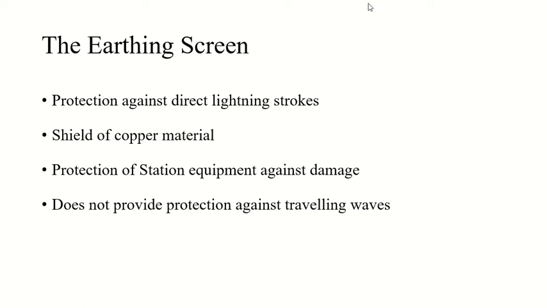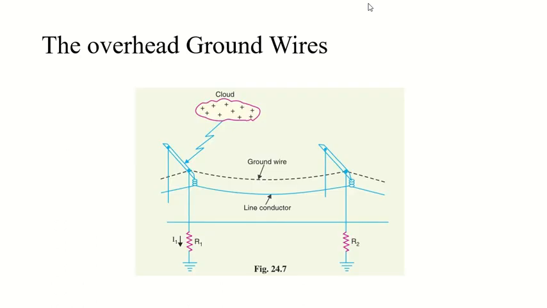Now let's see the second, the overhead ground wires. It is very easy and very simple to understand with the help of a picture. And it also happens to be the most effective method of providing protection to my transmission line against direct lightning strokes.